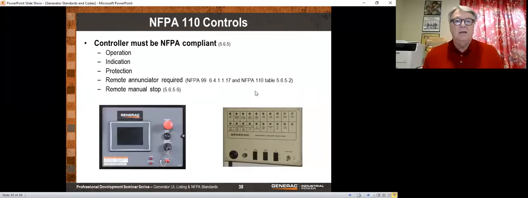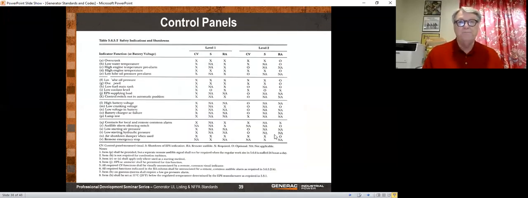Here is the NFPA 110. It requires that you have a 21 light remote annunciator. One of those is shown here on the right. You need that for actually legally required or emergency systems. You do not need one for an optional standby generator. And you can't even get one of these things if you don't have an NFPA 110 generator, that I usually call a heavy duty industrial generator.